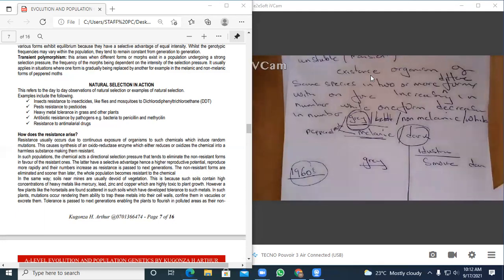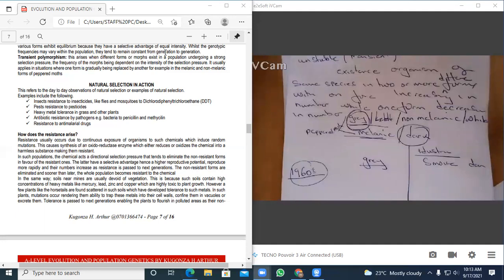They will not have a stable state. They will not exist in one stable state altogether. That is what we call unstable polymorphism: the existence of organisms of the same species in two or more forms, whereby one form is increasing in number while one form is decreasing in number.